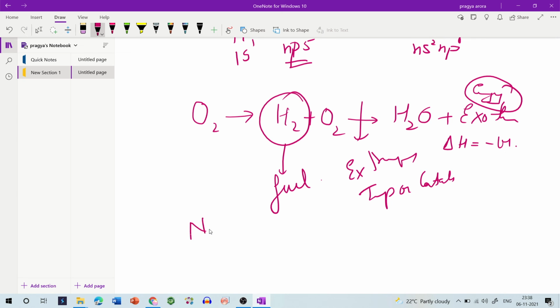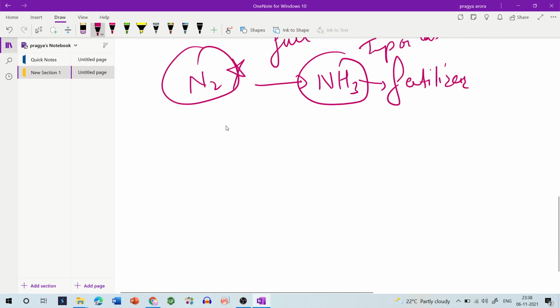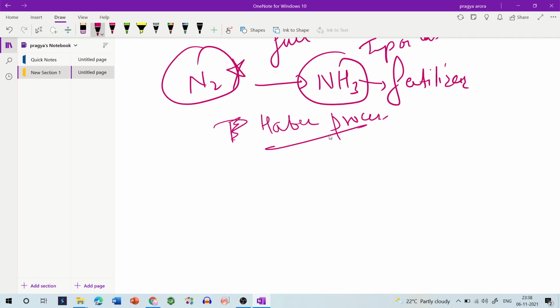Reaction with nitrogen: this reaction is very important, as the product we get is ammonia, which acts as a fertilizer, which is of immense importance in our daily life. So the process is very important, that is the Haber process. Do remember the conditions of temperature, pressure, and catalyst for the process. The catalyst used here is iron.